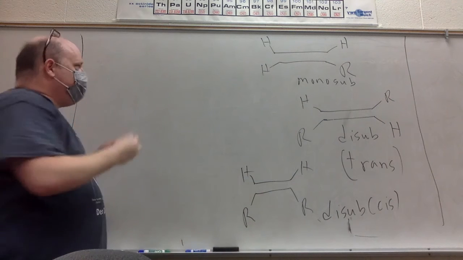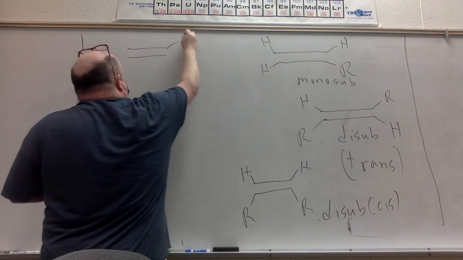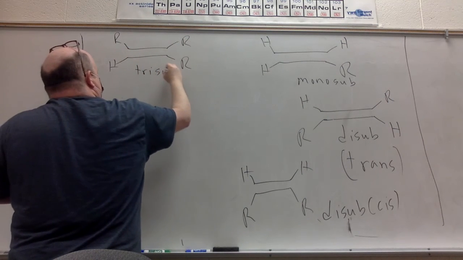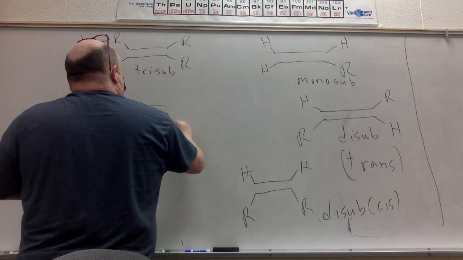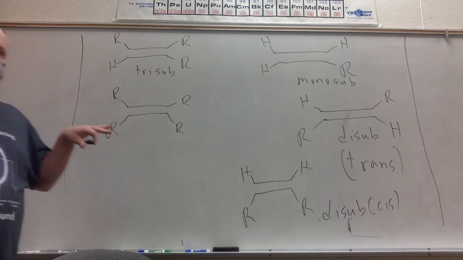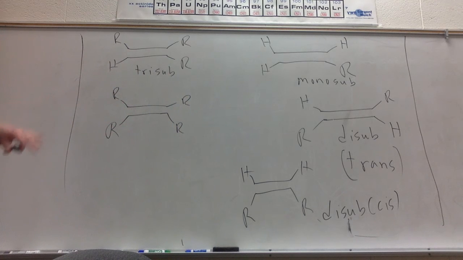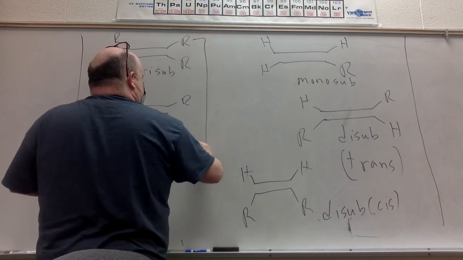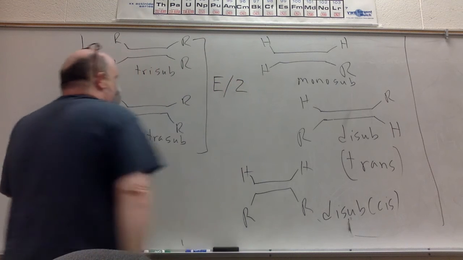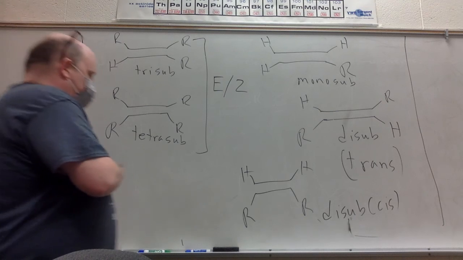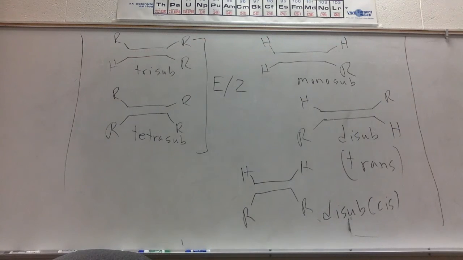Okay. Then you can also have tri-substituted, and you can have tetra-substituted. Cis and trans refer to specific types of di-substituted alkenes. E and Z refer to the stereochemistry of tri- and tetra-substituted alkenes. You'll see a lot of times they're used, I don't want to say interchangeably, but they're very analogous to cis-trans.